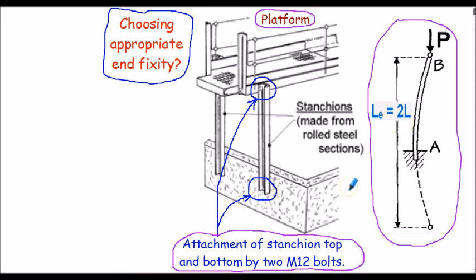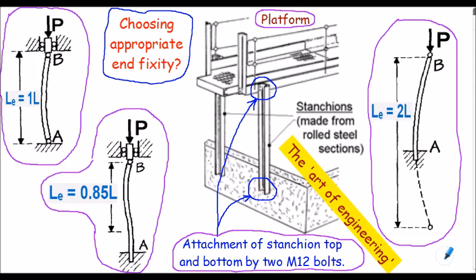Or could we use this scenario? Could we say that because the top of the stanchion is connected to a platform that's free to actually move to some degree, we have the bottom fully fixed in translation and rotation, but the top is actually free to move in both translation and rotation? Now our effective length would be twice the actual length, so that would consider the stanchion to be very slender. So can you see from that simple example alone that our choice of fixity will have a significant impact on the analysis we're going to undertake.